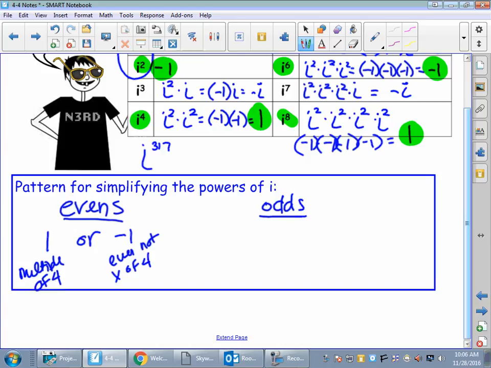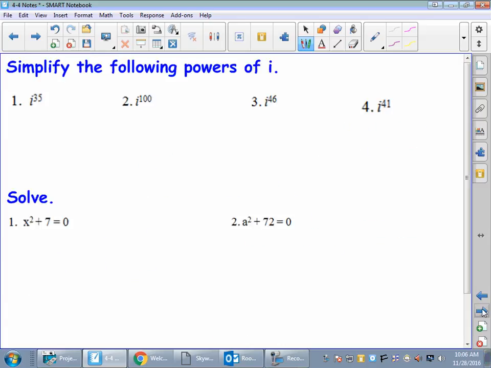So you rewrite it as the previous even times i. And I'll explain that. So you look at the previous even. If the previous even was a multiple of 4, you're going to get a positive i. If the previous even was not a multiple of 4, then you're going to get a negative i for the odd results. So let's just practice that rule.